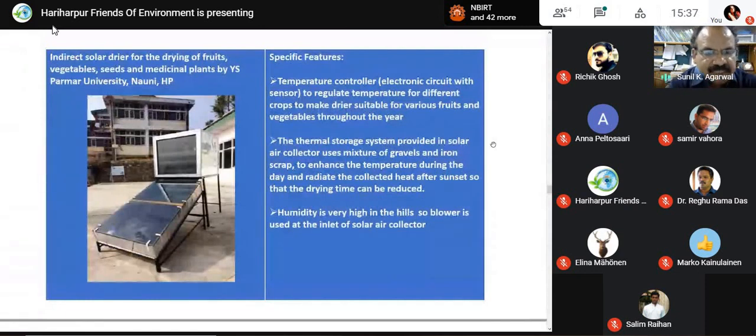Besides, there is some intervention that has been carried out under the mountain program. We have a specific program, technology intervention in mountain ecosystem, and this is the product from the Bias Parmar University, and they have designed and developed an indirect solar dryer for drying of fruits and vegetables specific to the mountain regions, and they have tried to control the conditions within these products, including humidity and airflow as well. Next slide, please.